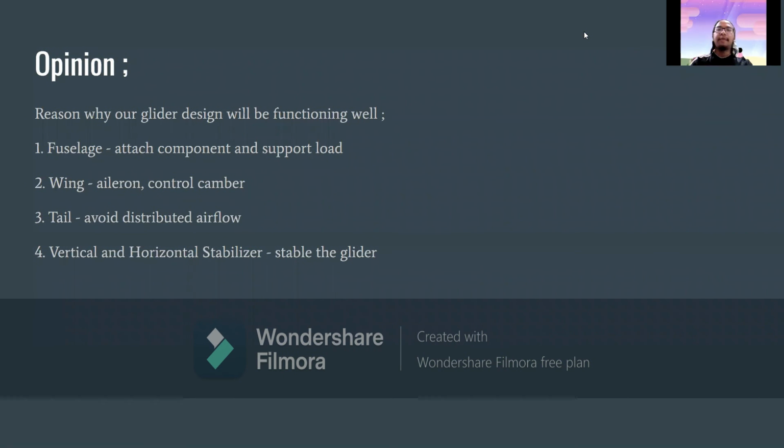Hi, my name is Muhammad Faiz Ramli and my matrix number is 203717. And now I'm going to talk about our opinion why our glider design will be functioning well. The first reason is the fuselage. It is designed so that it can attach all the components and support all the load at the ground. Second, there's a wing that is designed to create lift that makes the glider fly.